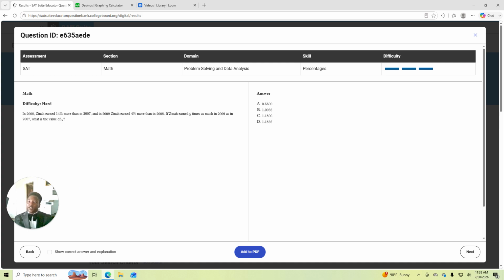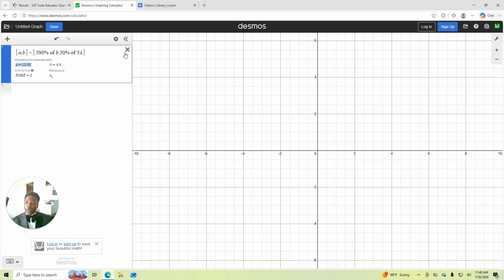In 2008, Zena earned 14% more than she did in 2007, and in 2009, she earned 4% more than she did in 2008. If Zena earned Y times as much in 2009 as in 2007, what is the value of Y? This one's a little bit different, but it's the same concept. We can already just do bracket, regression, bracket.